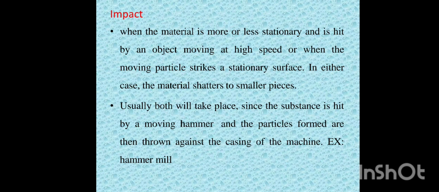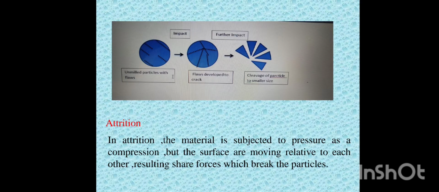The next mechanism of size reduction is impact. Impact is produced by application of one-sided or continuous pressure on the particle. Suppose I have a material which has fine lines in its structure and I apply pressure on a fine line. The fine lines or flaws are converted into cracks. Again I apply pressure on a crack. Due to continuously applying pressure on a crack, the crack gets converted into a cleavage, and this type of mechanism of size reduction is called impact.